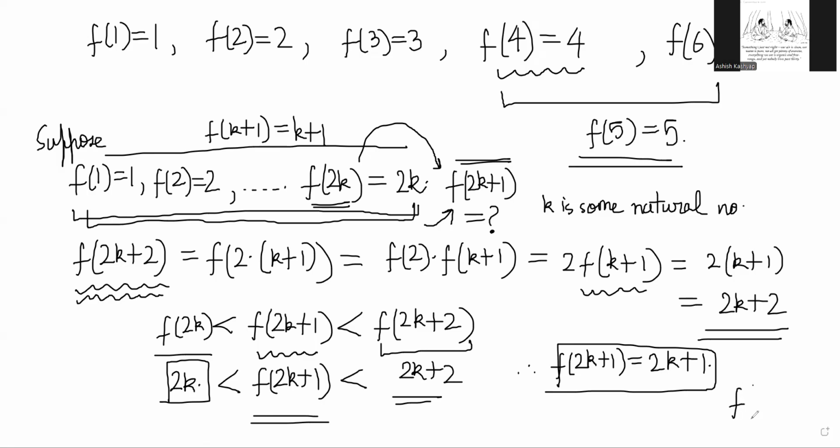And the only function that satisfies this is f of n is equal to n. That was our hypothesis, that f of n is equal to n is this function, right? So that finishes off the first problem. And notice how we used induction in the problem.